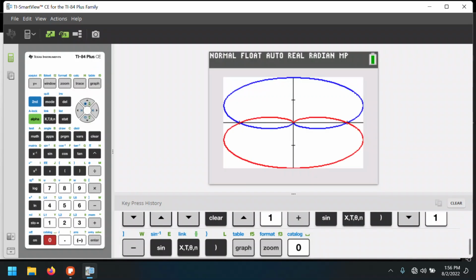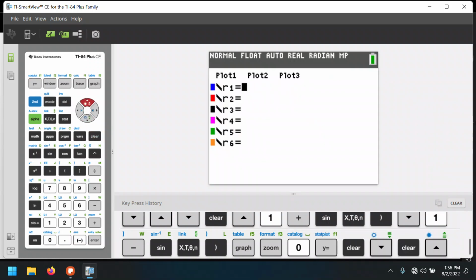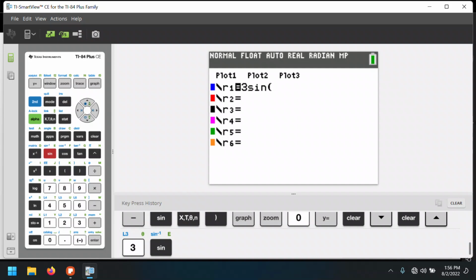So how about we graph it first? Clear. And let's see. So 3 sine 2 theta. Okay, before hitting the graph button, let's see if you remember what you would expect to see before clicking graph.